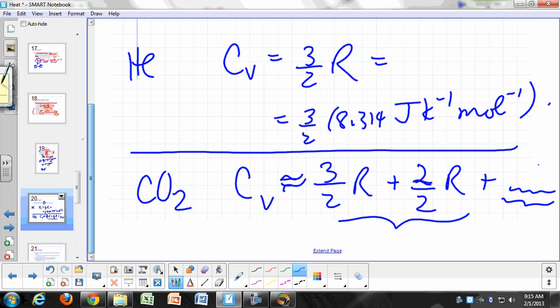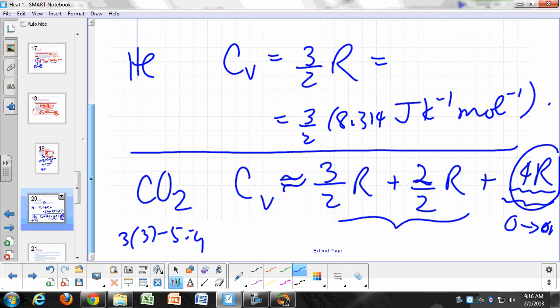It's going to be R for each vibrational mode. How many vibrational modes would you have? 3 times 3 minus 5, 4. So that 4R kicks in at very high temperatures. So the vibrational contribution would be anywhere from 0 to 4R. Okay, where the 4R is the high temperature limit.